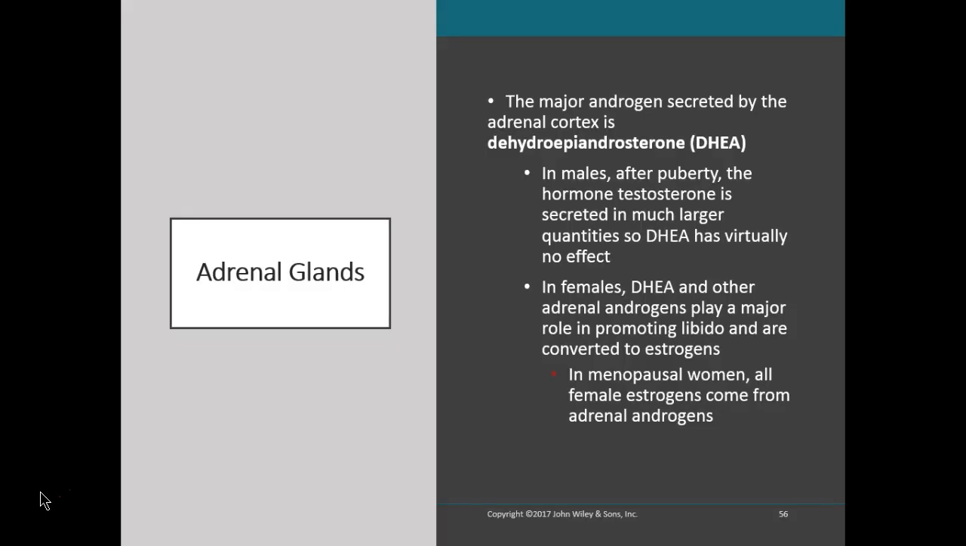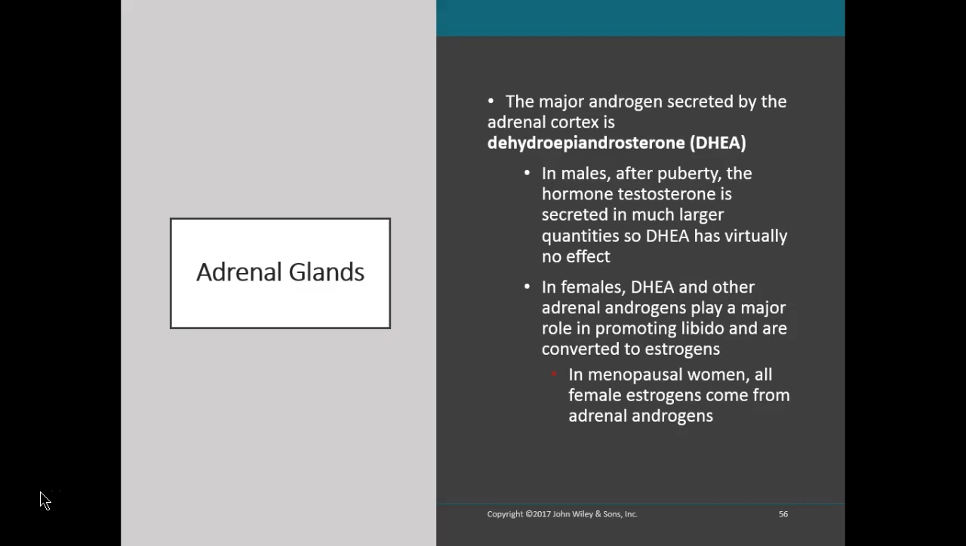The zona reticularis secretes weak androgens. The primary one is dehydroepiandrosterone. Yeah, now you know why we call it DHEA. After puberty in males, the androgen testosterone is released in a much higher quantity by the testes. So the androgens secreted by the adrenal glands in males is usually so low that the effects are insignificant. Again, the testes are producing high levels of testosterone.